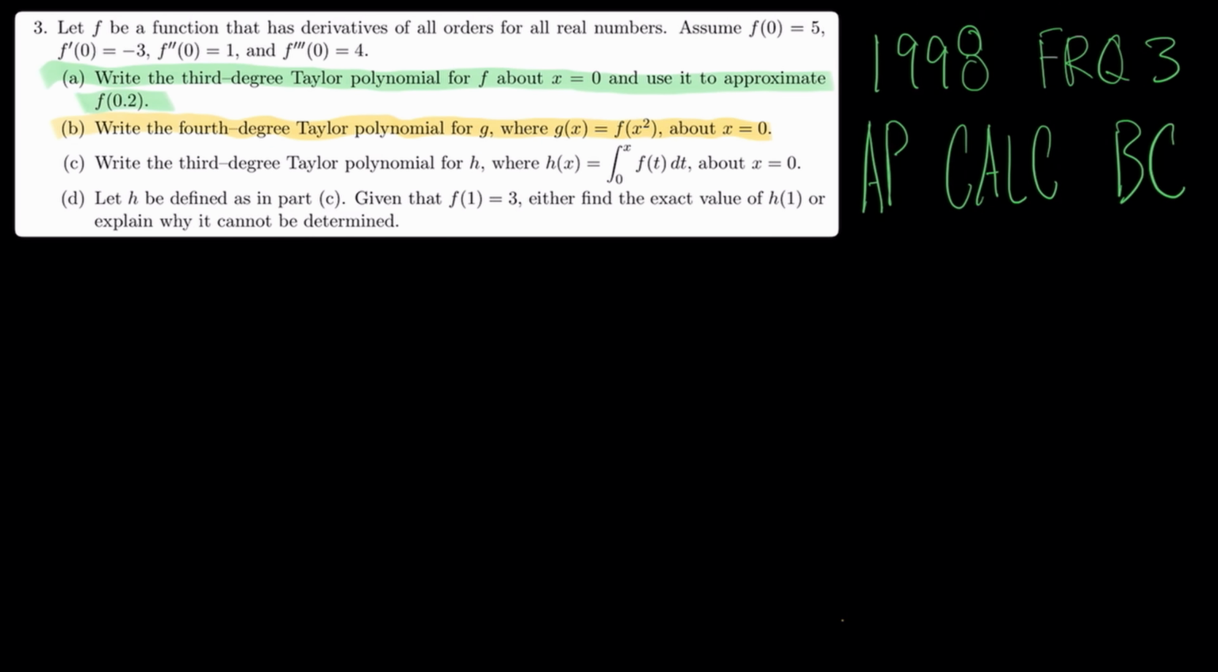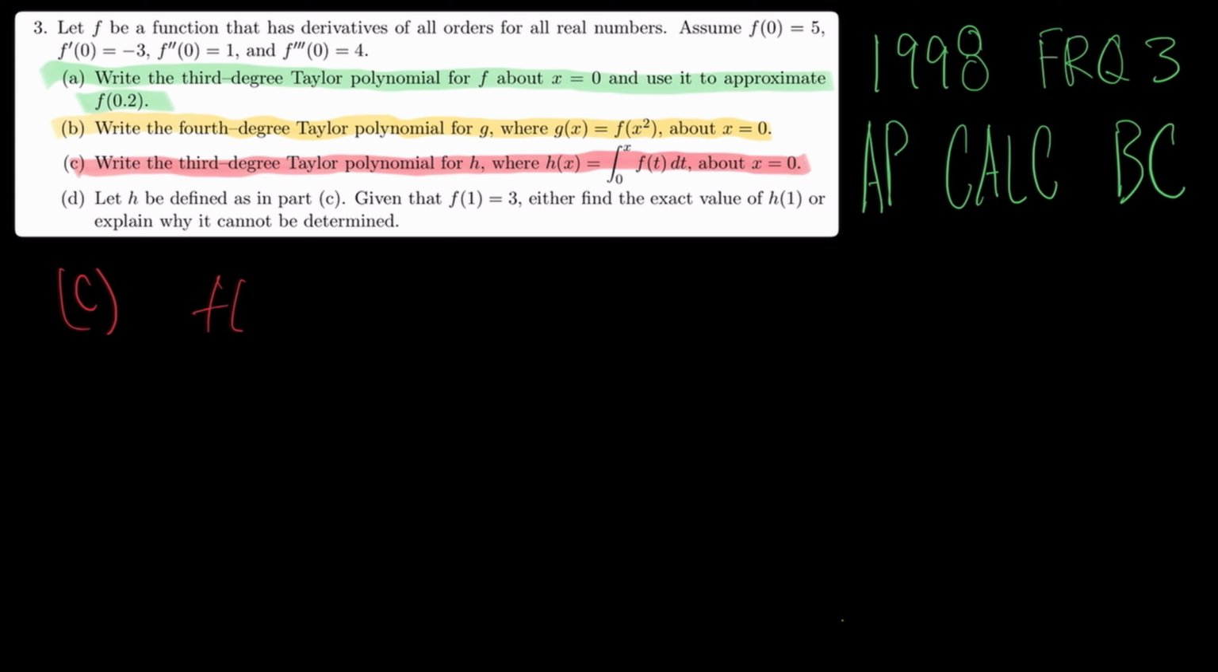So now part C. Write the third degree Taylor polynomial for h, where h of x equals the integral from 0 to x of f of t dt about x equals 0. If I want to do this, really, I'll just integrate the terms of the Taylor series for f of t, and then I'll just chop off my new series that's been integrated where I need to for the Taylor polynomial for h.